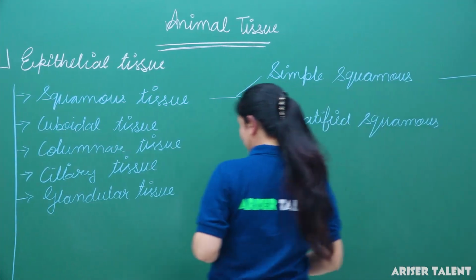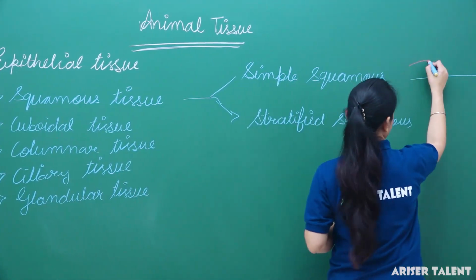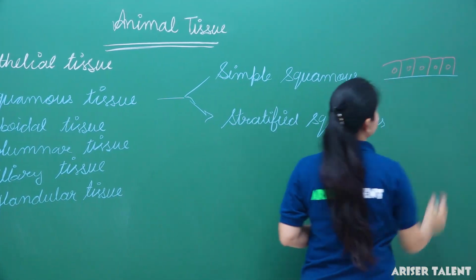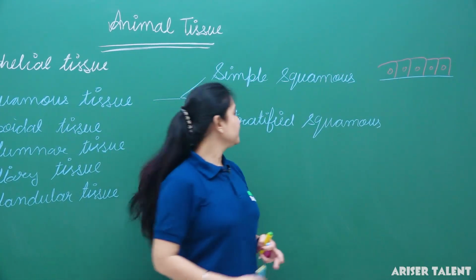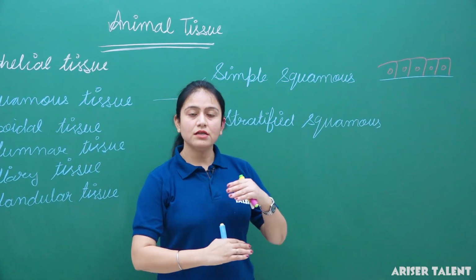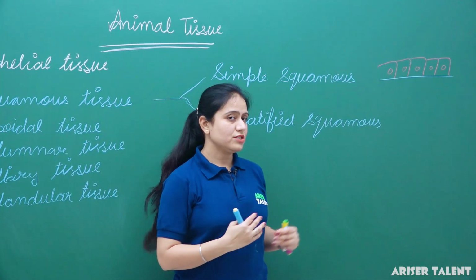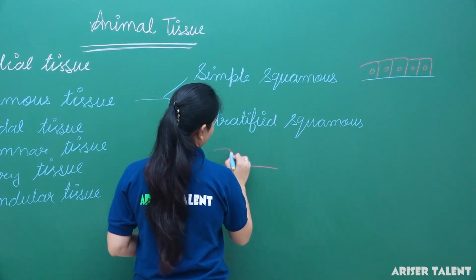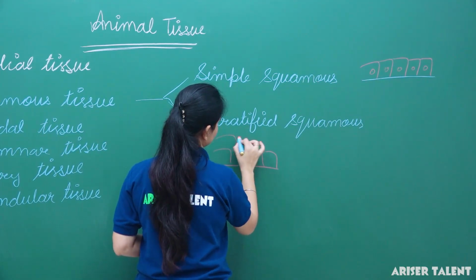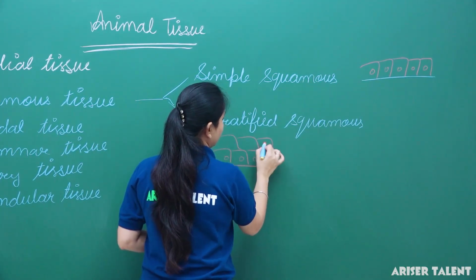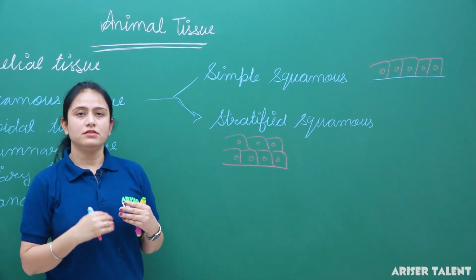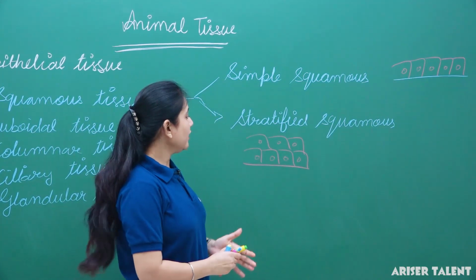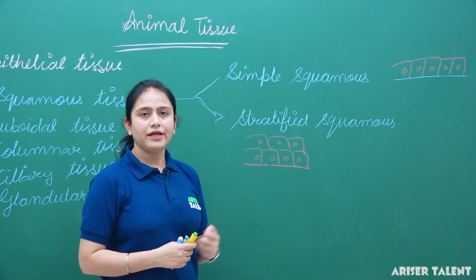When there is a single lining of tissues, these are simple squamous tissues. These are found in the mouth. And stratified squamous, when there is more than one layer of squamous tissues, that is called stratified squamous tissue. They are found one above the other. These tissues protect the internal tissues from mechanical injuries. The function of stratified squamous tissues is that they protect the internal tissues from mechanical injuries.